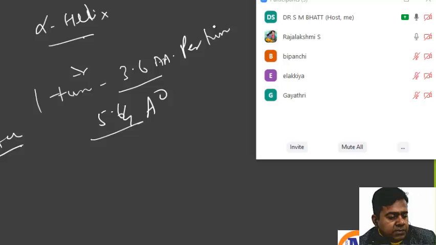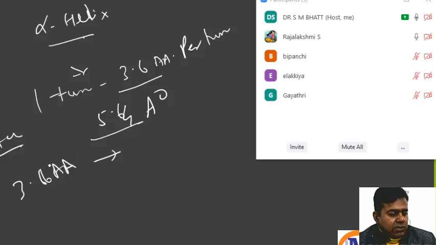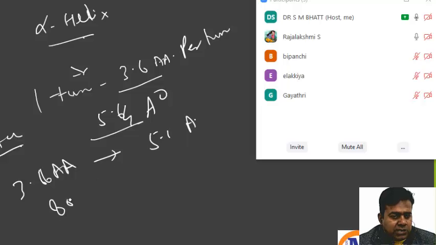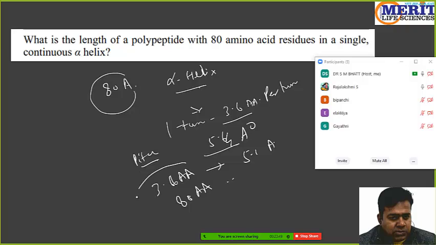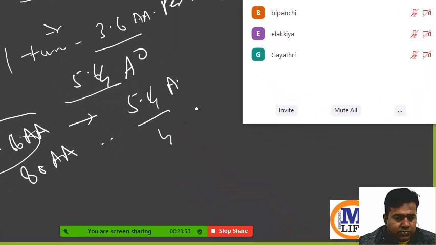And if the per turn is 3.6 amino acid and there is 80 amino acid residue, right? So for 3.6 amino acid, there is a length, how much? Tell me. 5.4 angstrom, okay? So they are asking about 80 amino acid. So you can assume them as around 4 amino acid, right? For simplifying the calculation, right? So 54 upon 4 into 80. So straightforward you are getting 20, okay?